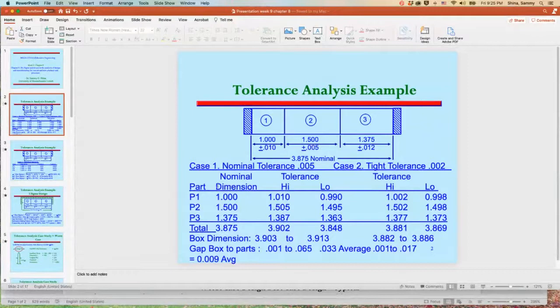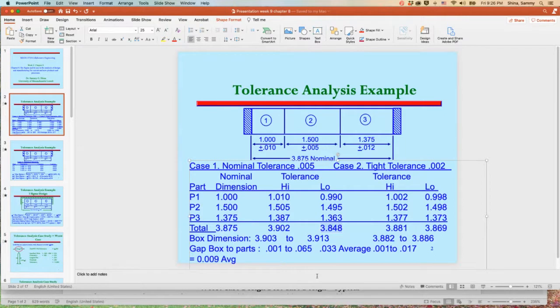We look at each part. Here's part 1, and we look at the high and the low for each part. It's plus or minus 10, so the high is 1.010 and the low is 0.990. Same with the second part and the third part. So we add up the nominal dimensions, which is 3.875, and then we add up all the high numbers and all the low numbers.